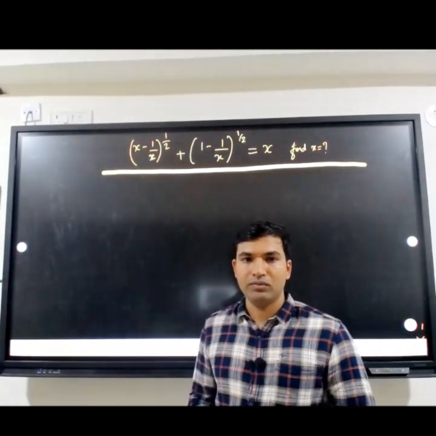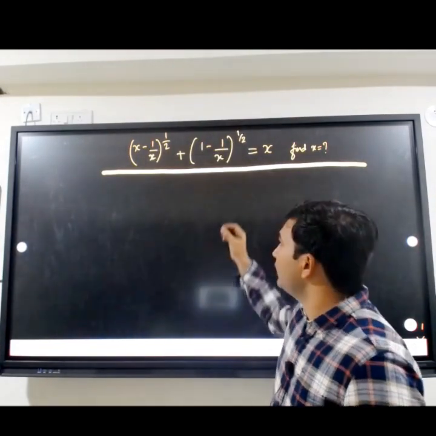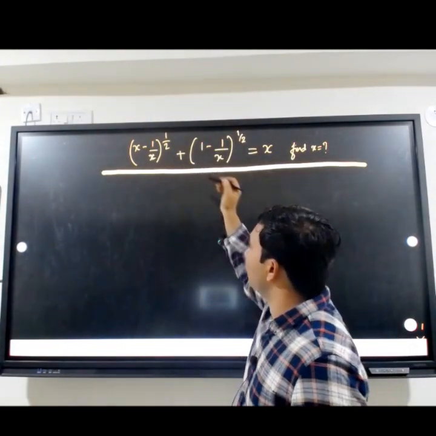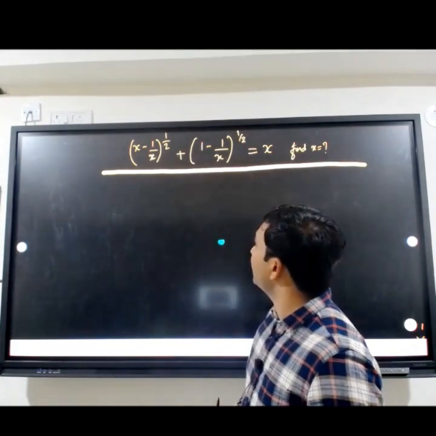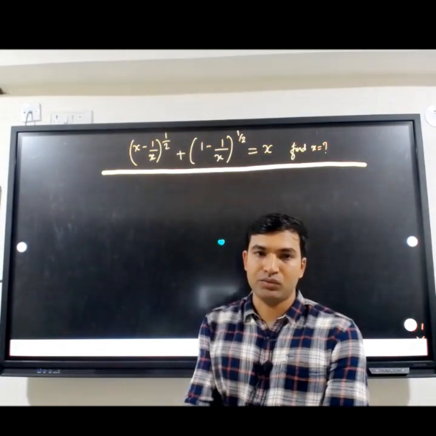Hello everyone, in this video we'll be solving a question that is related to algebra. You can see the question here. It is (x − 1/x)^(1/2) + (1 − 1/x)^(1/2) = x. We have to find the value of x in this question.